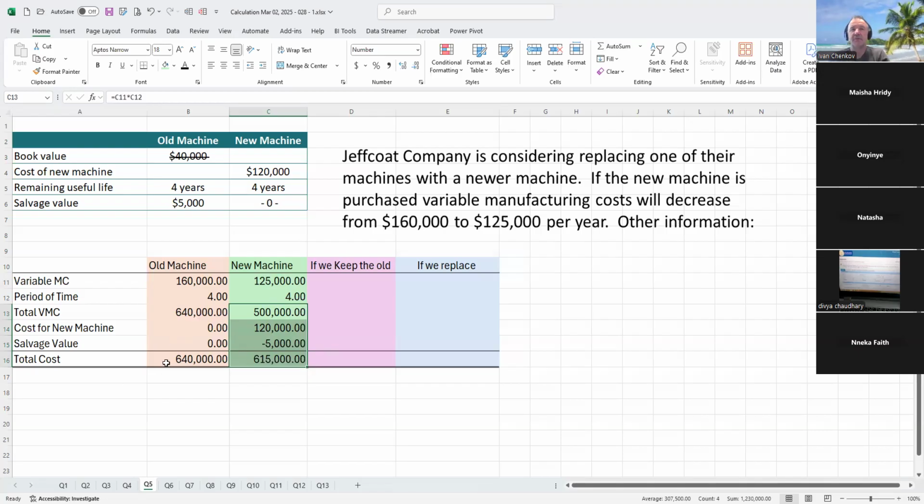No, keeping the old one will cost me 640. Buying the new machine is cheaper. Should I buy the new machine or should I keep the old one? You should replace it and buy the new machine. Yeah, I should replace it with the new machine.